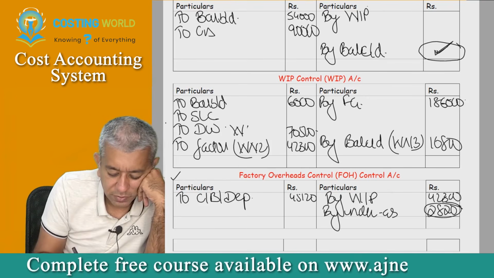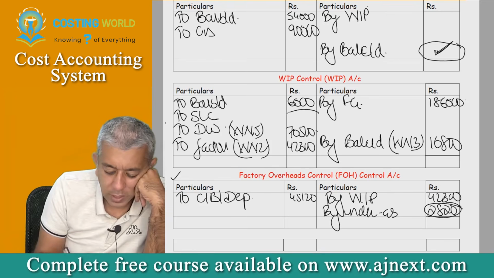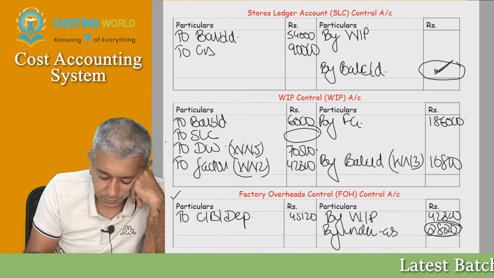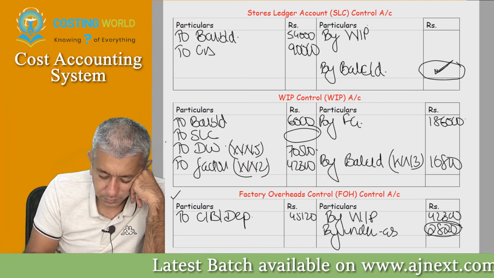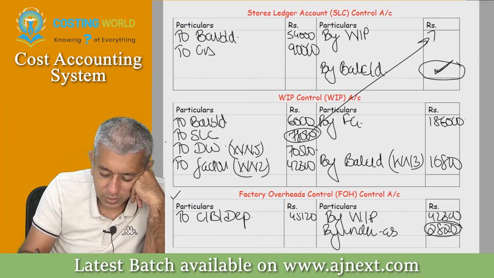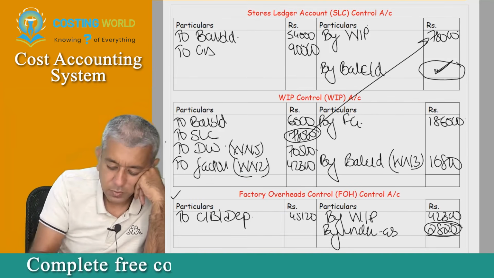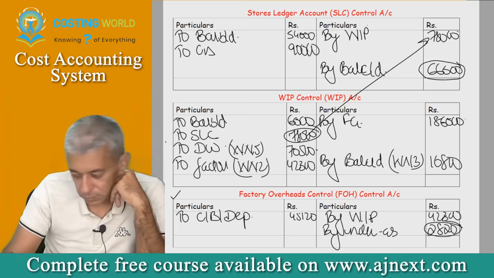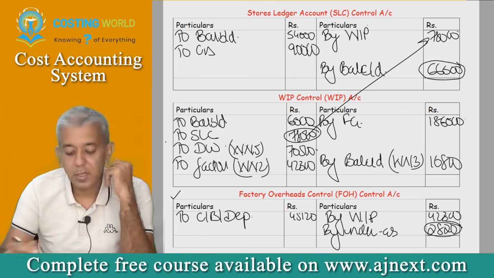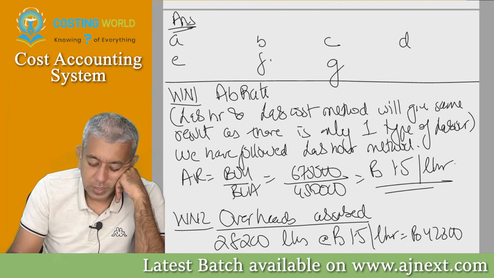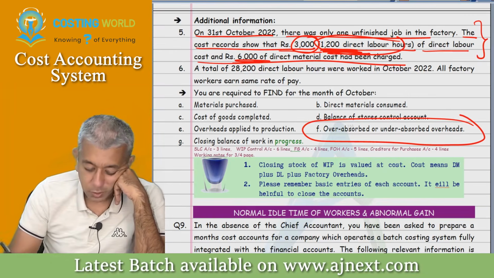Working note number 5. Get your this figure as a balancing figure, please. 78,000. This figure goes here, 78,000. This figure, your balancing figure, 66,000. Job done. Listen. Now, you still got to be answering those parts, beta.